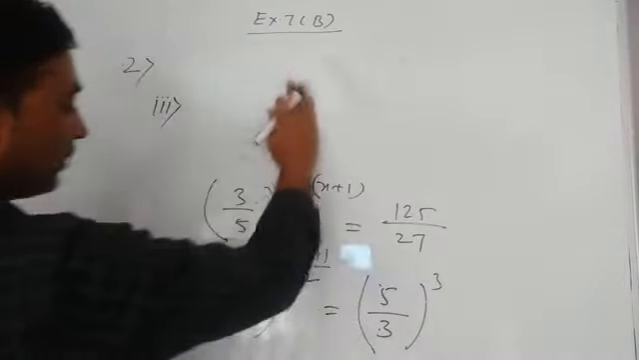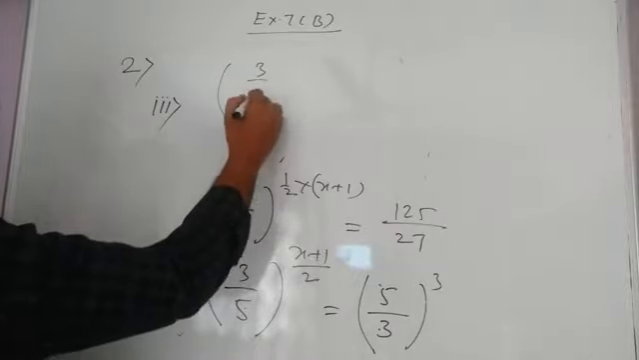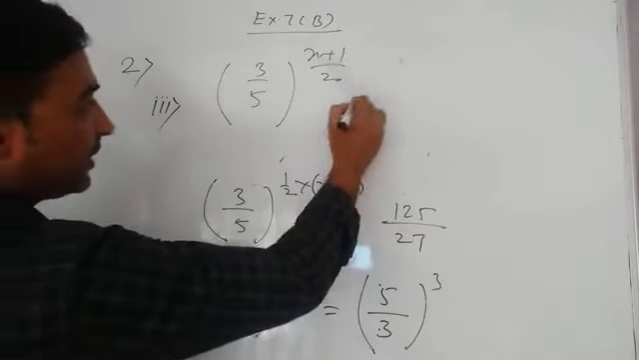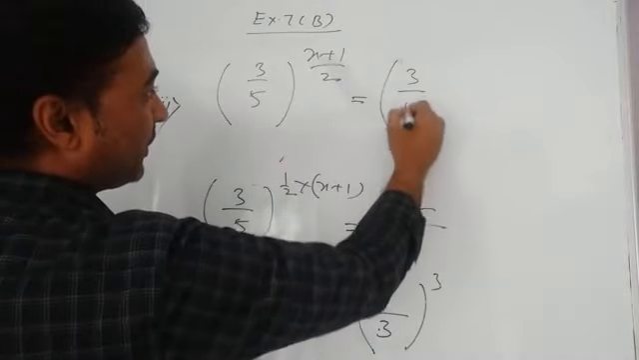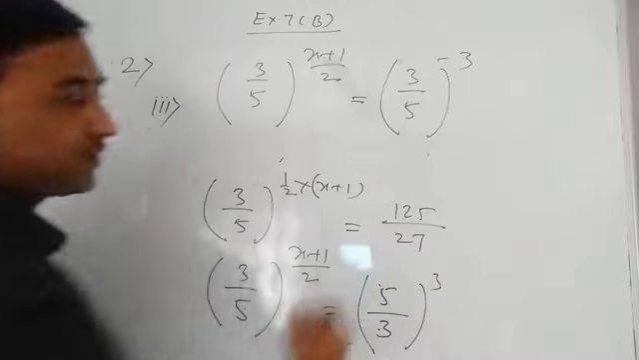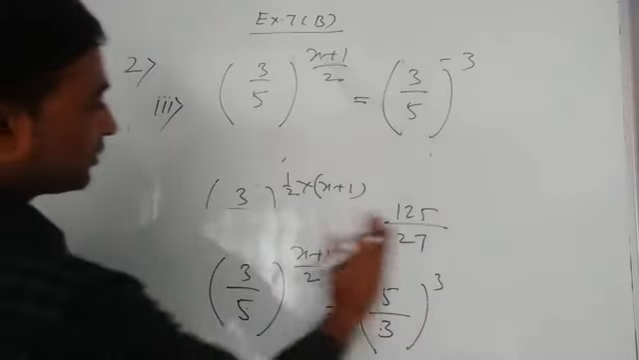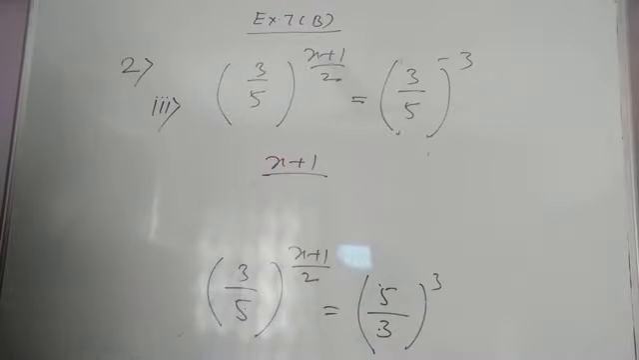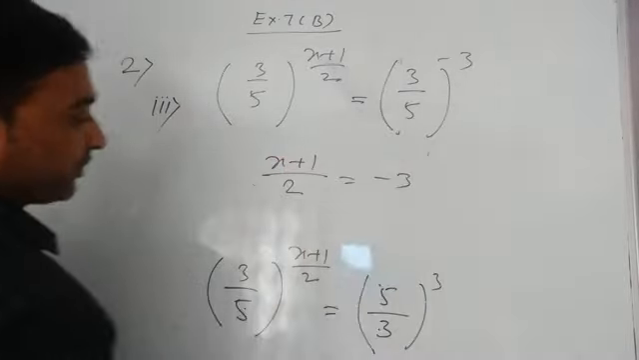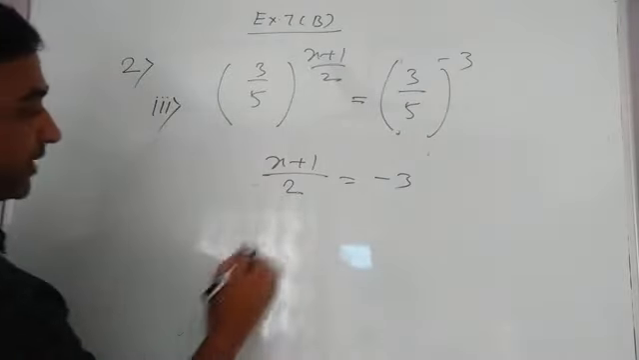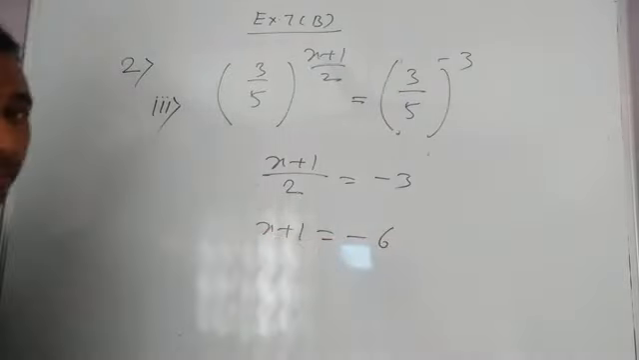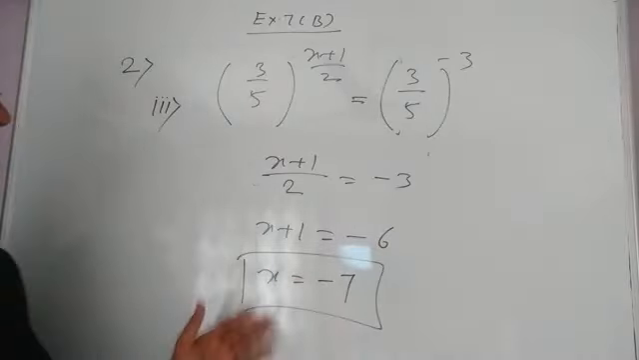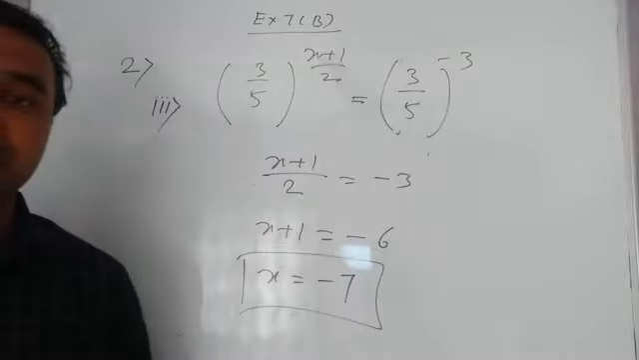I'll rub this question and solve it over here. So it will be 3 upon 5 raised to x plus 1 upon 2 as it is, is equal to 3 upon 5 raised to minus 3. Now bases are the same, so can we compare indices? Yes. x plus 1 upon 2 is equal to minus 3. Now this will be x plus 1 as it is equal to minus 6. So x will be equal to minus 7. Why? Because we have shifted 1 to that side, so it becomes minus 1.